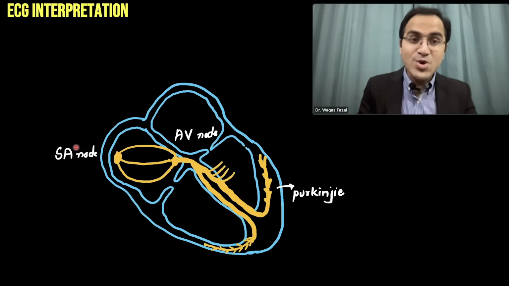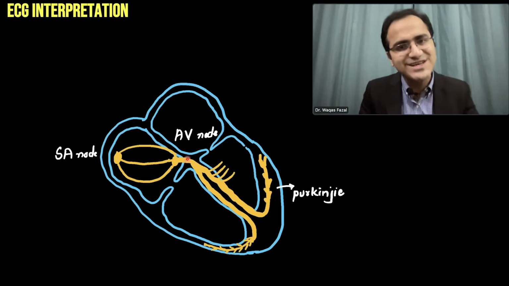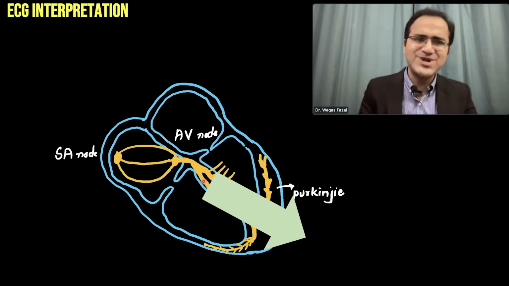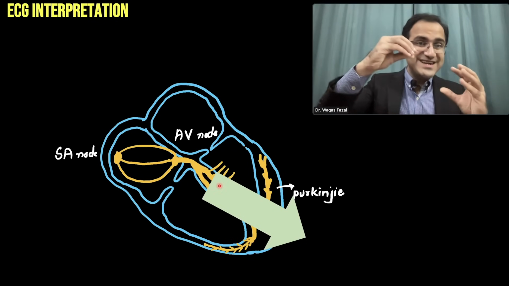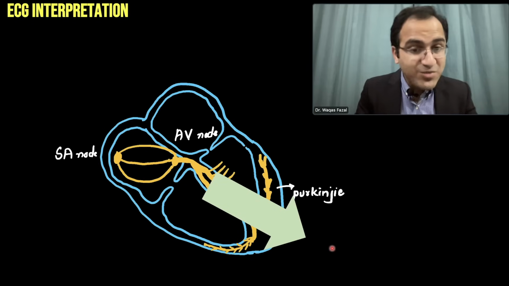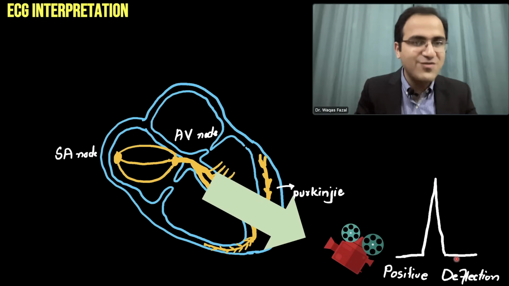Now if we look at the normal flow of current, normally current flows from SA node to AV node to bundle branches to Purkinje fibers, and if we take a vector of flow of this current, that vector will be in the left lateral direction. That is the normal flow of current. And if there is a positive electrode present directly in front of this current flow, that electrode will show a positive deflection.